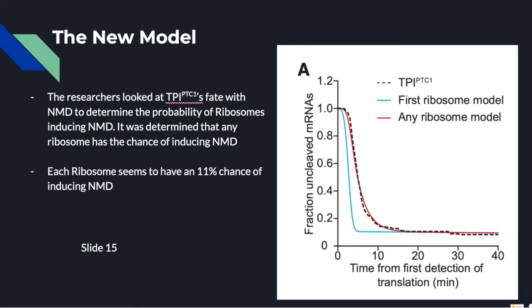This revealed that 90% of the mRNA were degraded in a population that was rapidly decaying. They also found that each ribosome had an 11% chance of setting off NMD. Based on this, the researchers hypothesized that any terminating ribosome has an equal chance of doing NMD, and their model was on the right path.